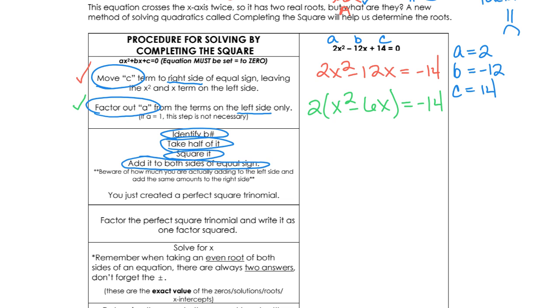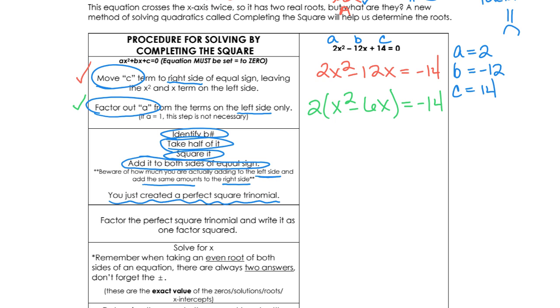Beware of how much you are actually adding to the left-hand side, and add the same amount to the right-hand side. By doing this, we will be creating a perfect square trinomial, hence the procedure's name, completing the square.